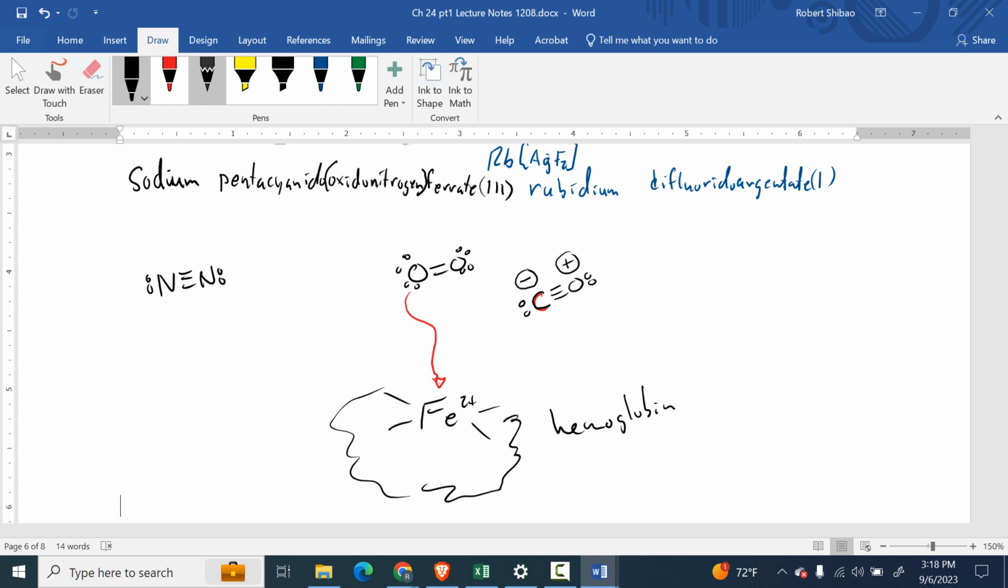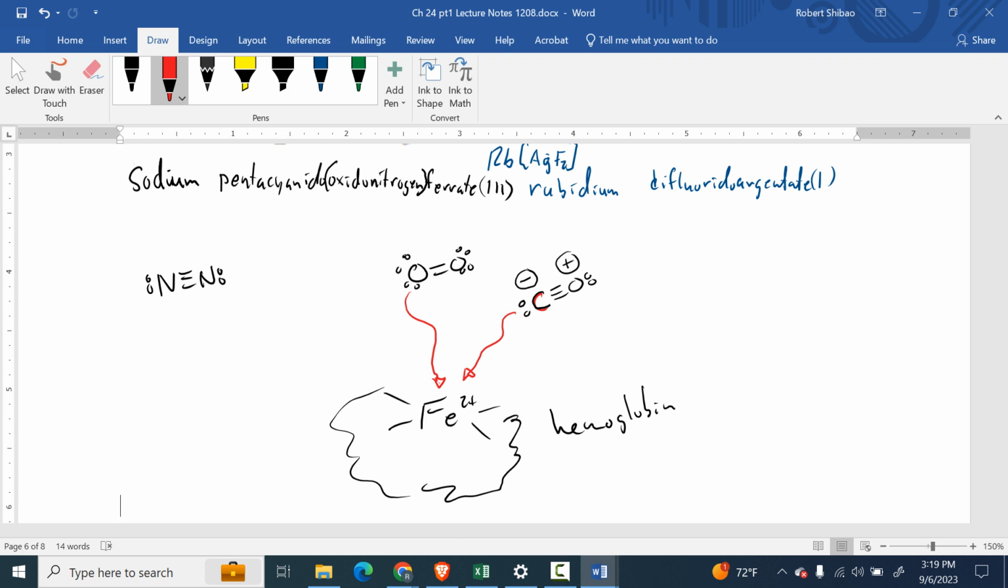Which is a better donor? A positive oxygen or negative carbon? Which one would be a better electron pair donor? Which one's going to attack iron 2? The carbon or the oxygen? The carbon, for sure, right? So if there's a fight between this carbon and this oxygen, which one would win? The carbon. And in fact, the carbon binds so strongly, it forms an inert complex.